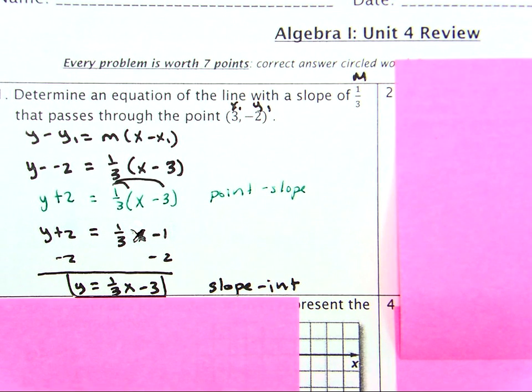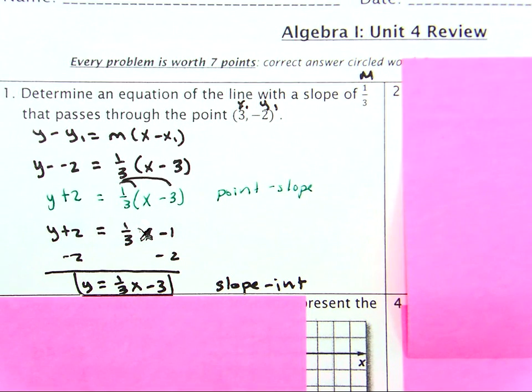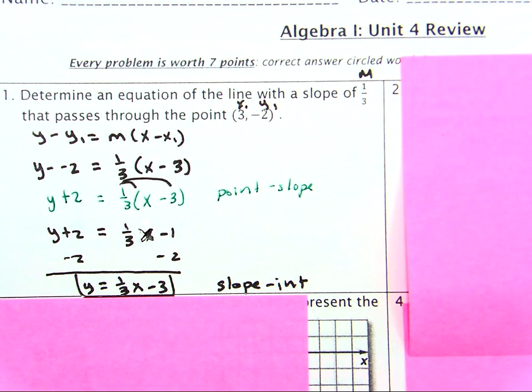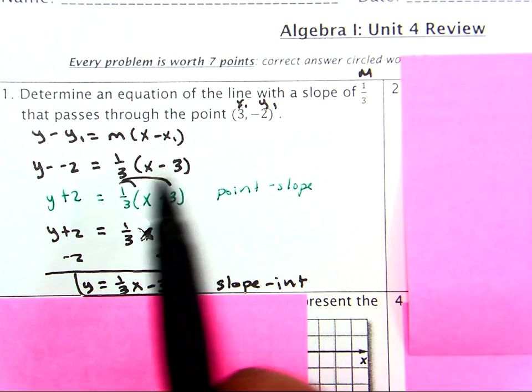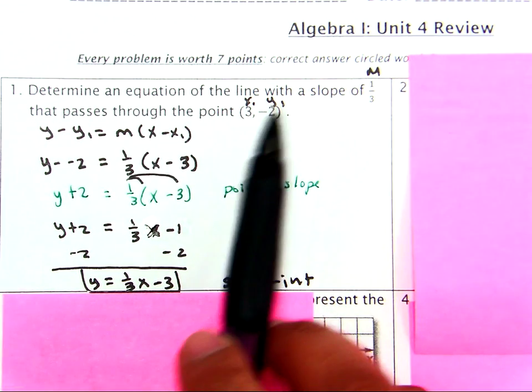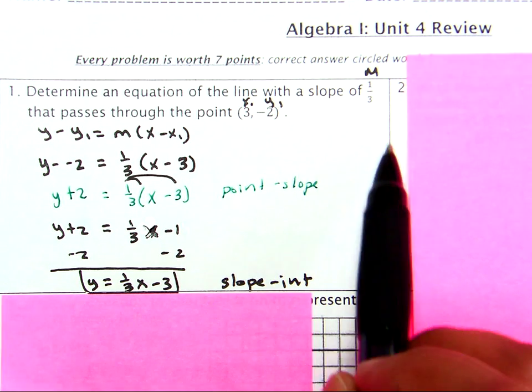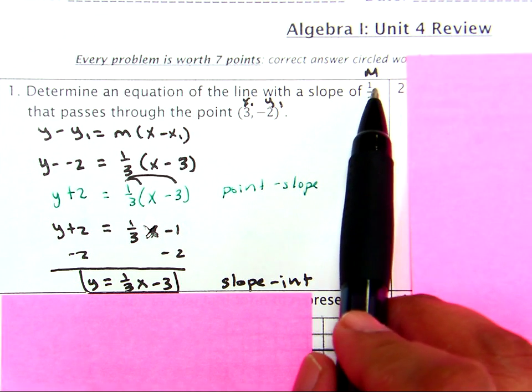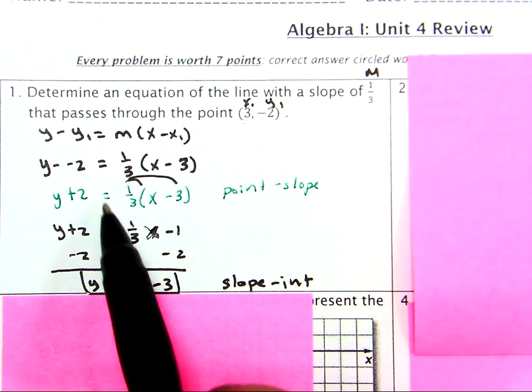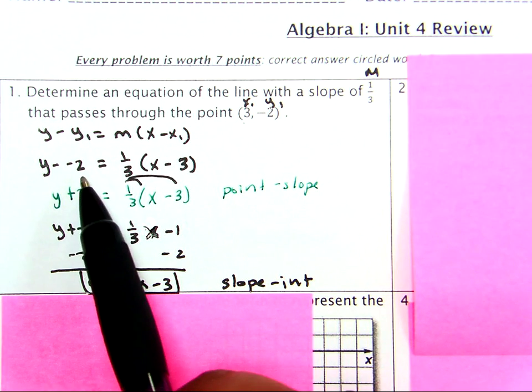Unit 4 review. Number 1 tells us that we want to find the slope, to determine an equation of the line with the slope of 1/3 that passes through the point (3, -2). Okay, because it gives us a point and a slope, we're using our point-slope form. Now, I've already labeled the slope and the point, and all we're doing is literally plugging in points.